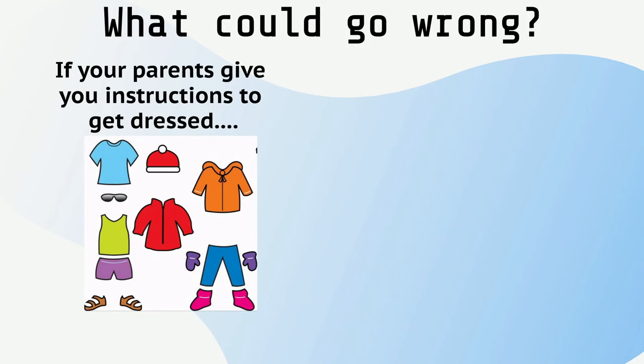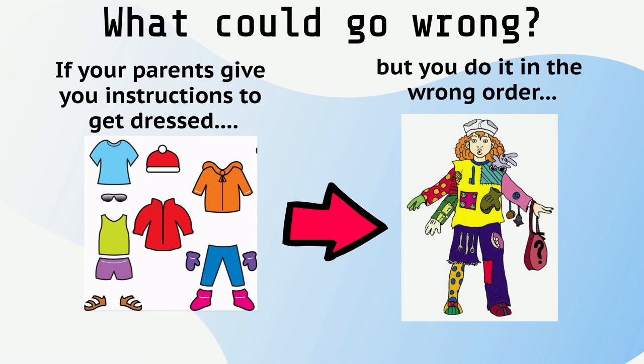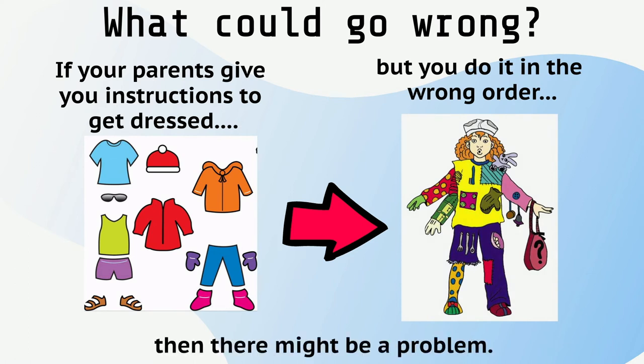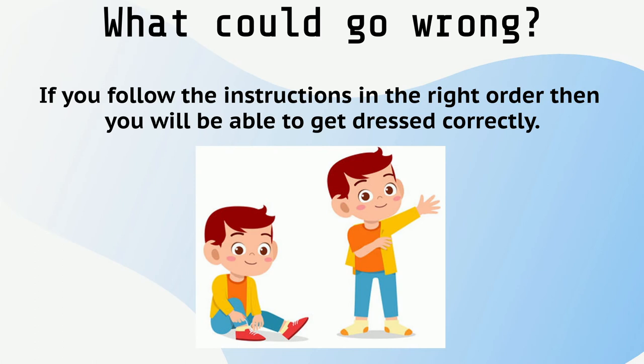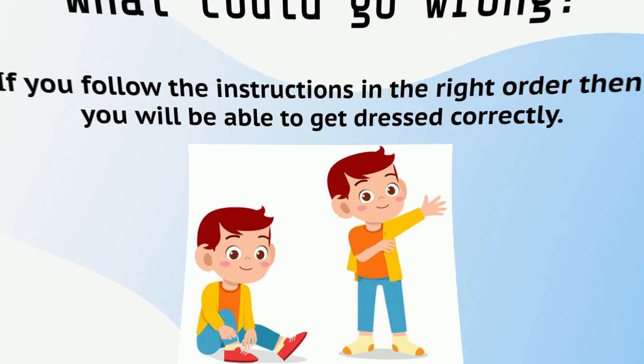For example, if your parents give you instructions to get dressed, but you do it in the wrong order, then there might be a problem. If you follow the instructions in the right order, then you will be able to get dressed correctly.